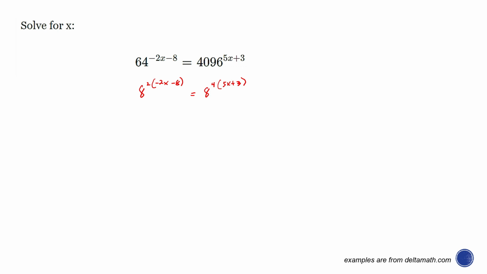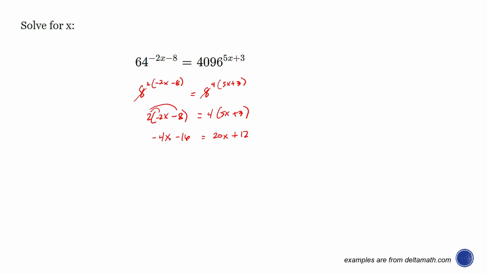Now, since the bases are now the same, all we need to do is disregard those two bases and set up the equation. So 2 times negative 2x minus 8 equals 4 times 5x plus 3. So distribute the 2 there. This will be negative 4x minus 16. 2 times negative 2 is negative 4x. 2 times negative 8 is negative 16. 4 times 5 is 20x. 4 times 3 is 12.